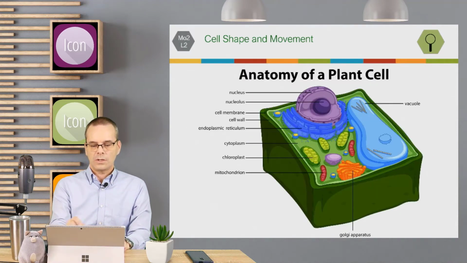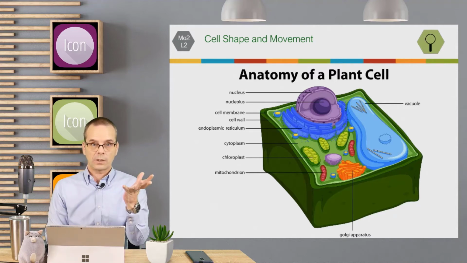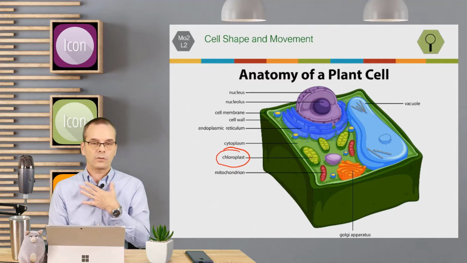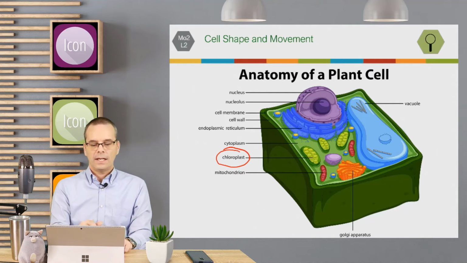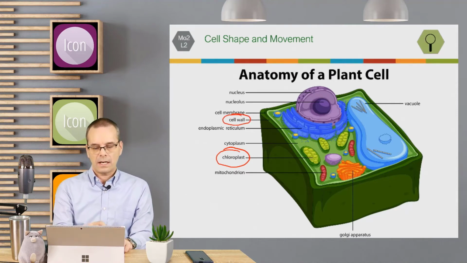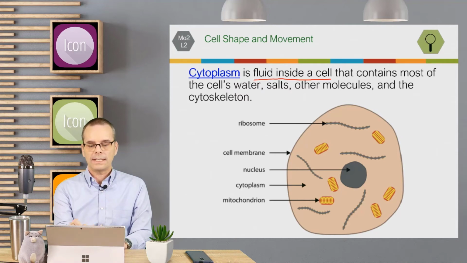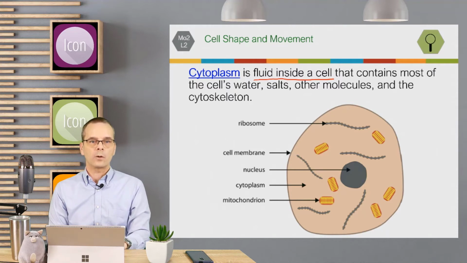You can see what an animal cell or a plant cell looks like here. Very similar. Again, you'll see a lot of the same structures. One of the things that is different is the chloroplast. Animals do not have chloroplasts because we do not convert sunlight into energy. And the other big difference is the cell wall. Remember that the cytoplasm is the fluid part inside a cell. We call it the cytoplasm.